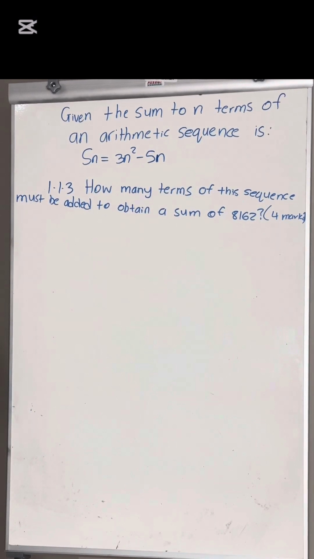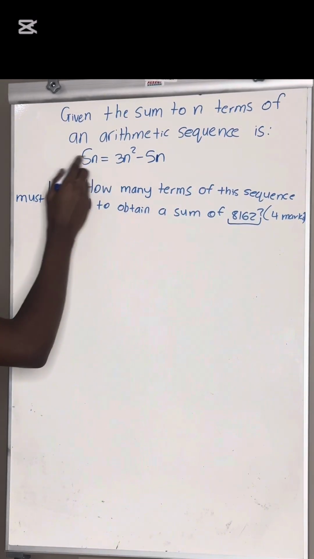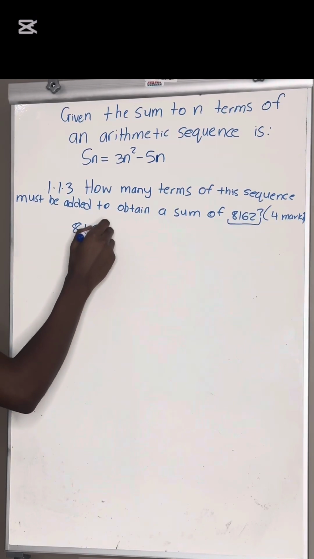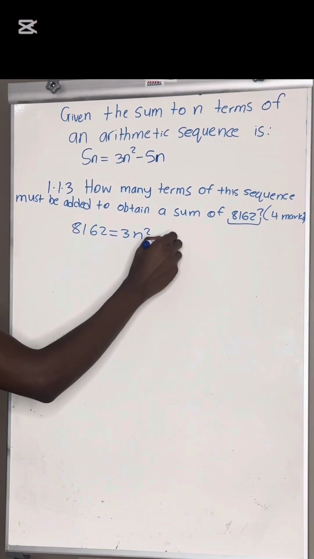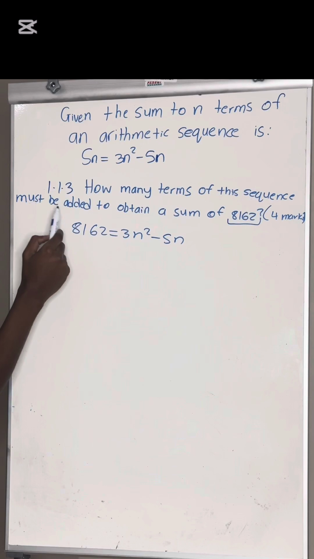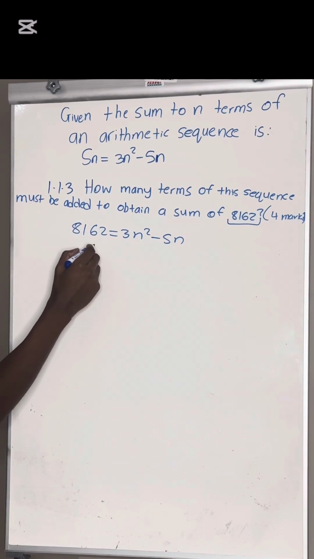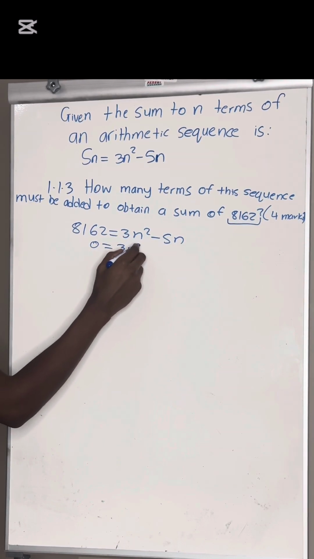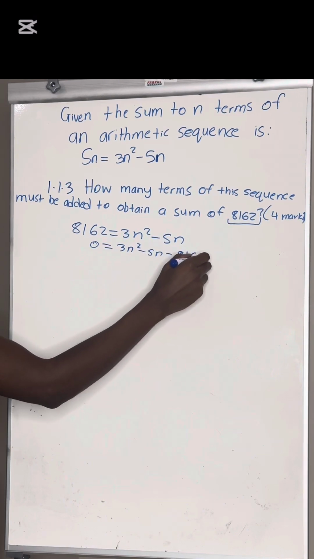Now asked how many terms of this sequence must be added to obtain a sum of 8,162 for 4 marks, my mistake. So we are given the sum. Let's first substitute the sum into the formula. So it's 8,162 is equal to 3n squared minus 5n. And then we are asked how many terms of this sequence must be added to obtain this. So let's first write this in standard form. So this is going to be 0 is equal to 3n squared minus 5n minus 8,162.